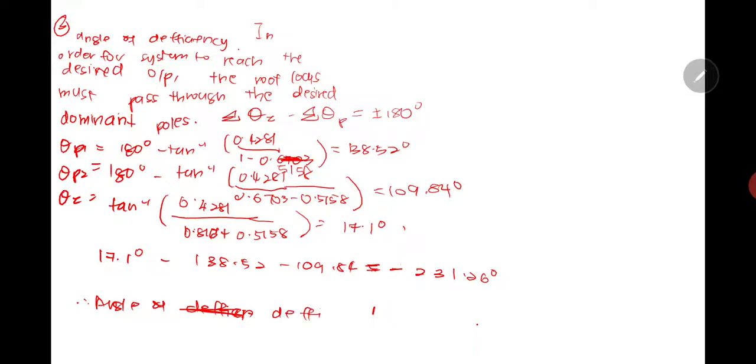So the angle of deficiency is equal to negative 231.26 degrees plus 180 degrees, which equals negative 51.26 degrees. So from here, we can go to the next step. The next step is to get alpha.